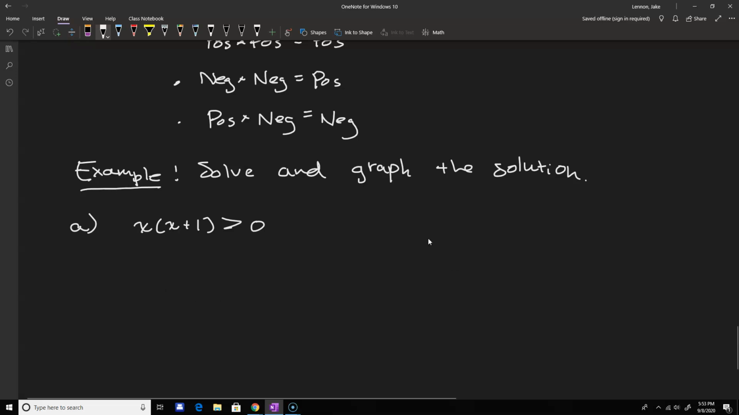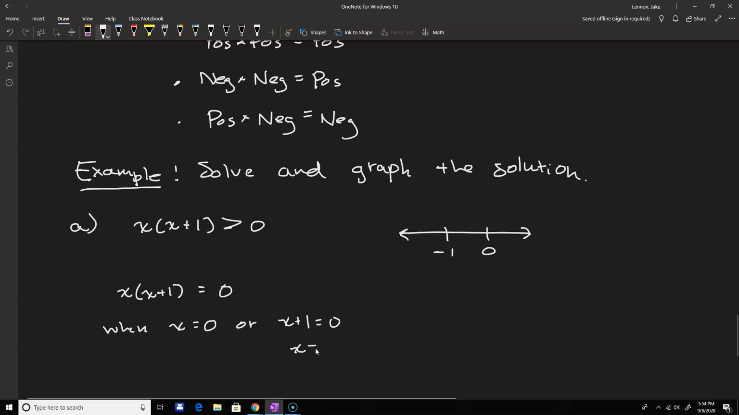So the test value regions we'd be establishing are -1 and 0, right? So this quantity, x times x plus 1, equals 0 when x equals 0 or x plus 1 equals 0. And we know x plus 1 equals 0 when x is -1. So when we're solving an inequality, we're looking for all possible real numbers that would satisfy the initial inequality. So basically, there's 3 regions now that we've divided everything up into.